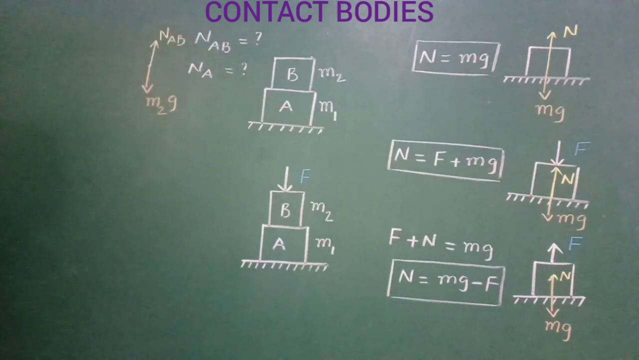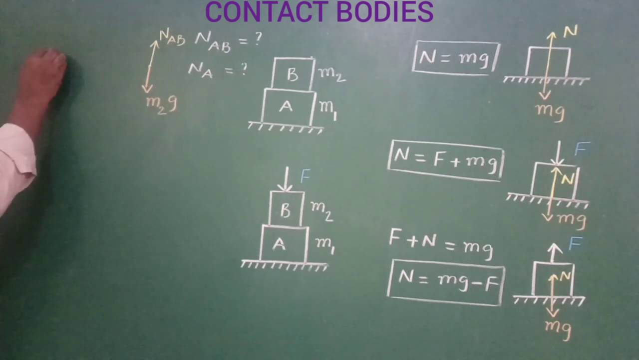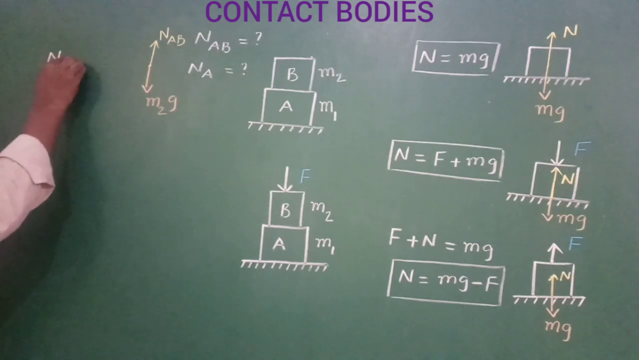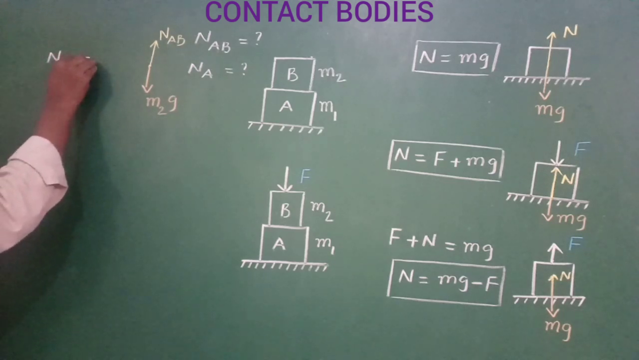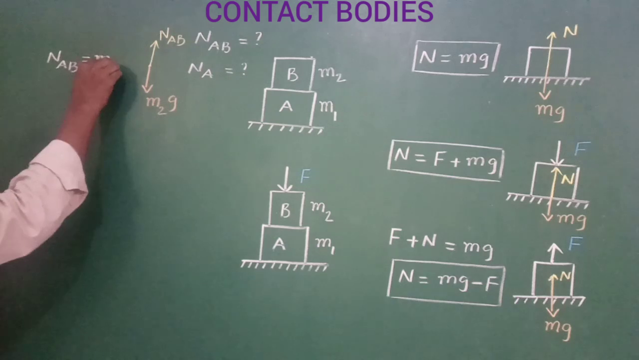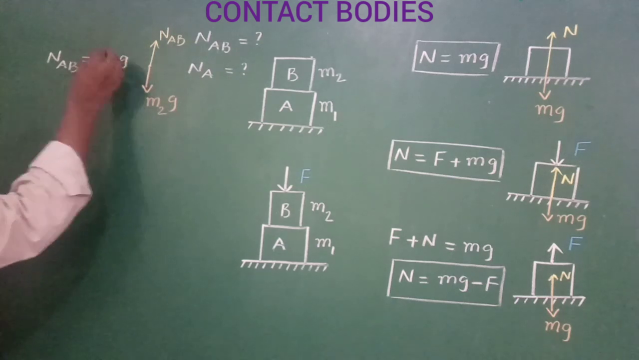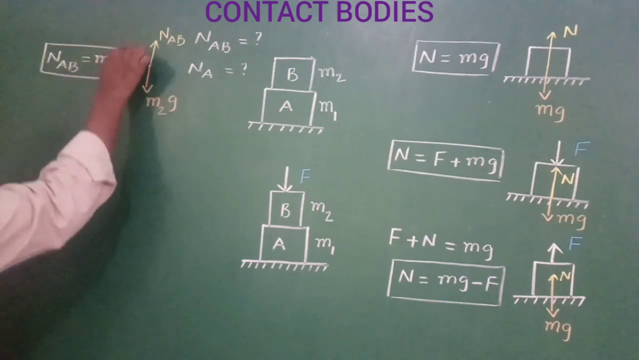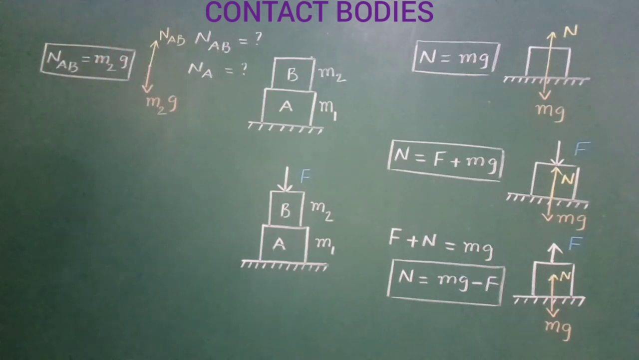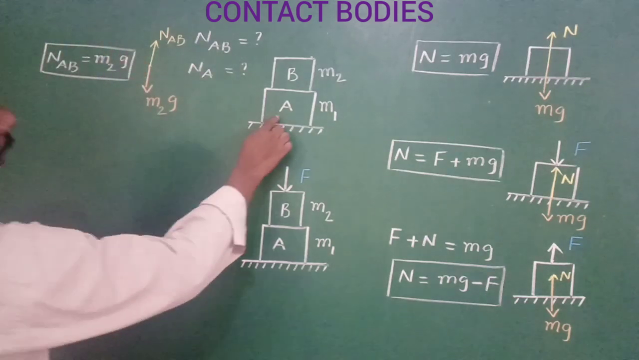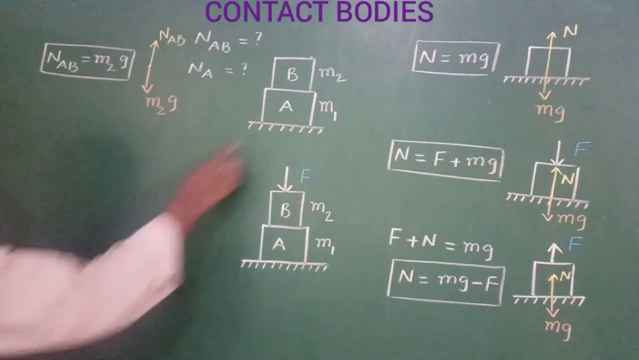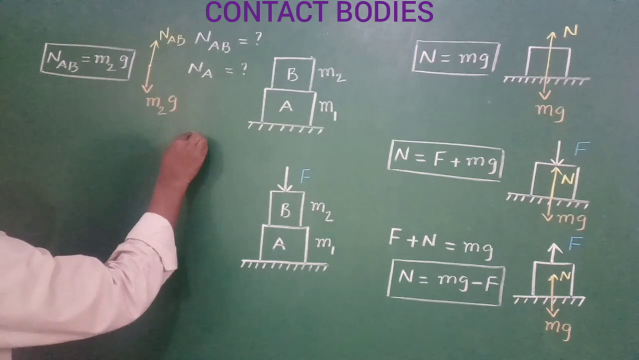Here blocks are at rest. So NAB is equal to m2 into g. Okay, now normal reaction between block A and B is equal to m2 into g only. Now we calculate normal reaction between block A and ground. To calculate it, again you draw free body diagram.